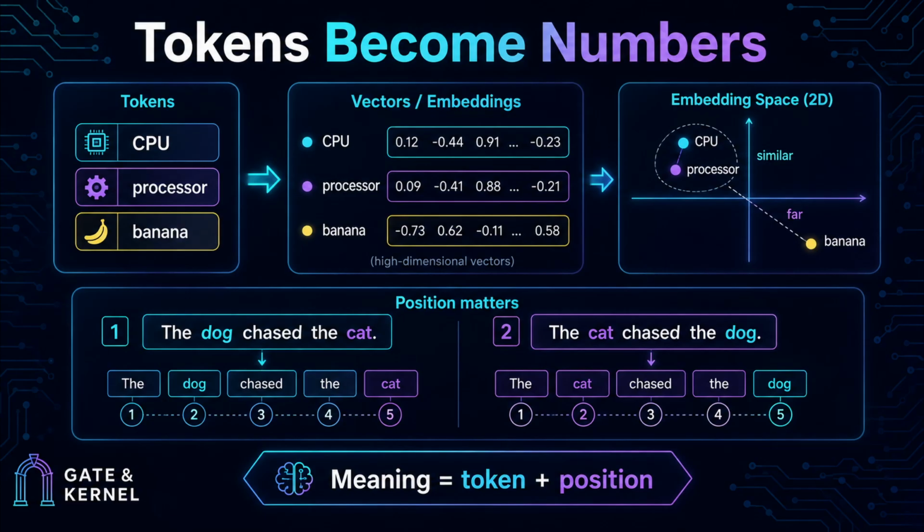The model also needs information about token order. Consider these two sentences: The dog chased the cat. The cat chased the dog. They contain almost the same words, but their meanings are different because the order has changed. The model must therefore represent both the tokens and their positions in the sequence.